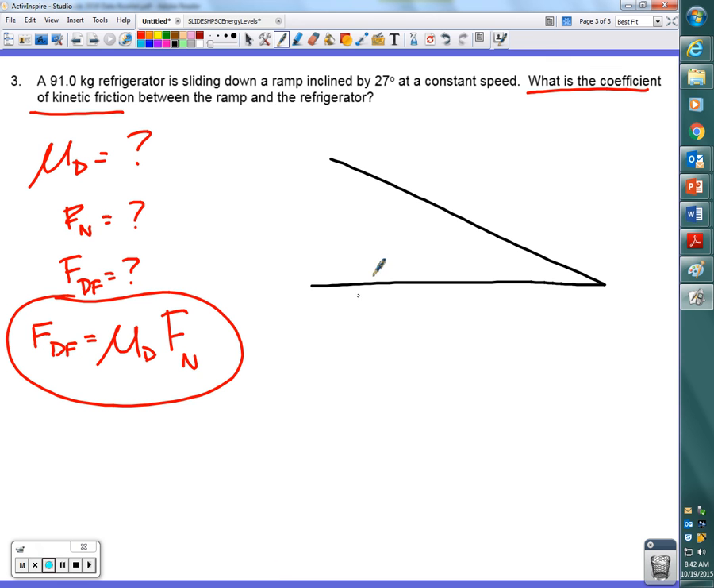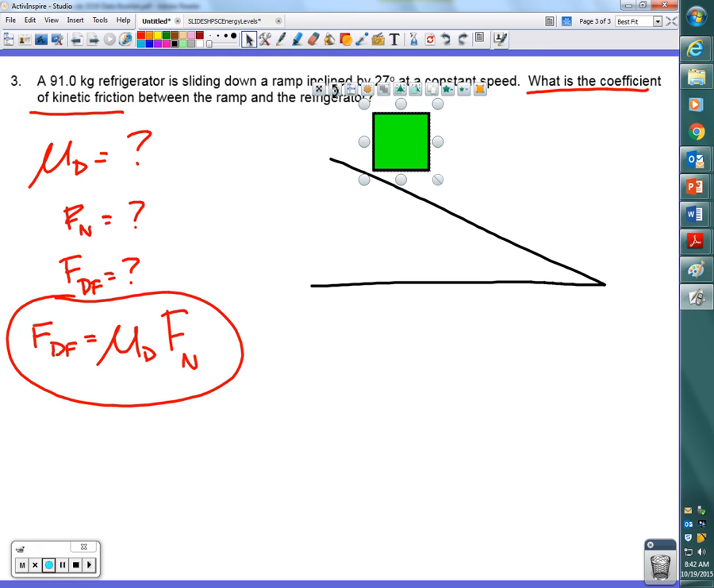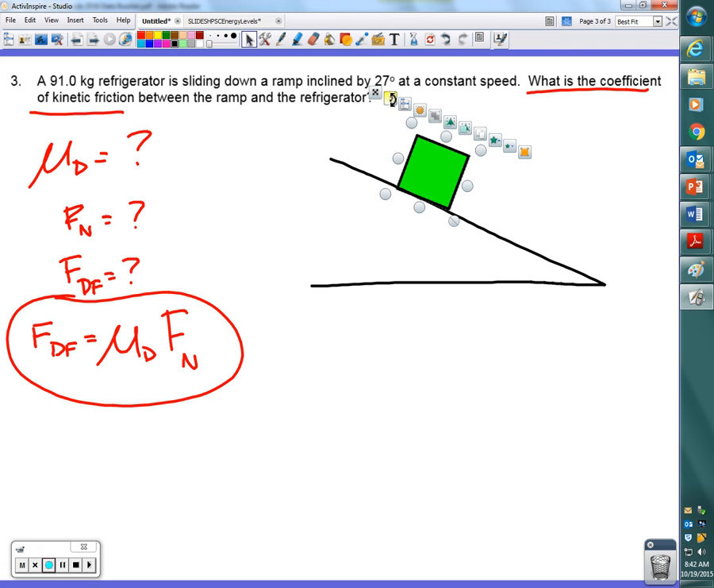So, there is our ramp, and here is our refrigerator. If it was a square refrigerator, like one of those small refrigerators you can get for a dorm room, kind of squarish. So, all right. So forces.